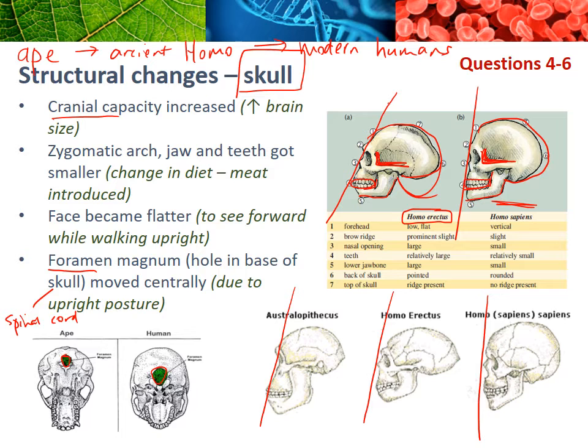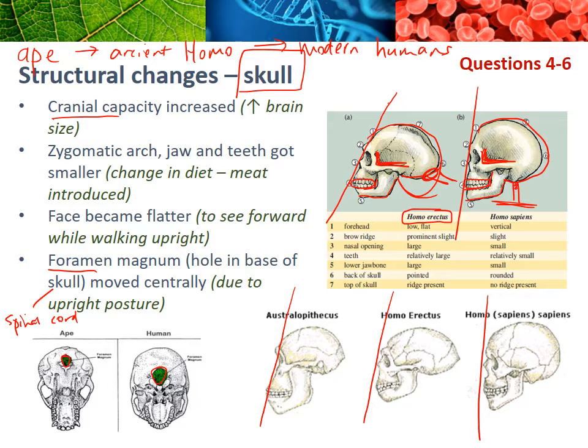In apes, or in ancient human species, remember, if they're walking on all fours, the body kind of comes back from here, okay? And so the hole for where the spinal cord would attach to comes from towards the back of the head. Whereas humans, we're now going straight down.